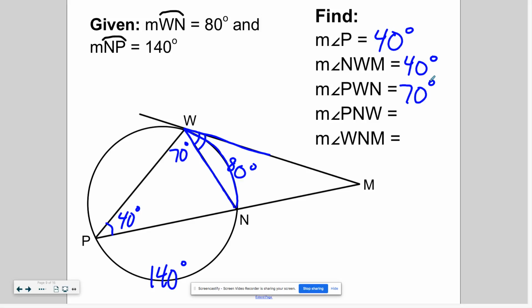PNW is the other one. We can subtract that from 180. So 110, that would be 70 as well. Okay. WNM, so that would be 110, right? We can see that that's going to complete the straight line here, so that would have to be 110.